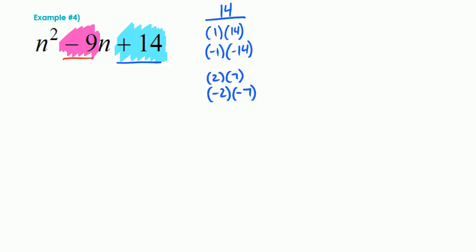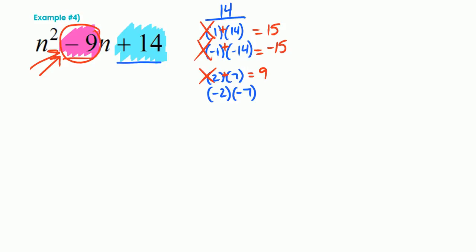So let's go through our list and figure out which pair of numbers added together will give us the coefficient on that middle term, negative 9. At the top, 1 plus 14 will give us 15, not the coefficient in the middle. We want negative 9. So I will not use that pair of factors. Next up, we have negative 1 plus negative 14 gives me negative 15, not the coefficient on the middle term. Next, we have 2 plus 7. That gives me a positive 9. That's really close, but again, we want a negative 9, not a positive 9. So I actually will not use that pair of factors.